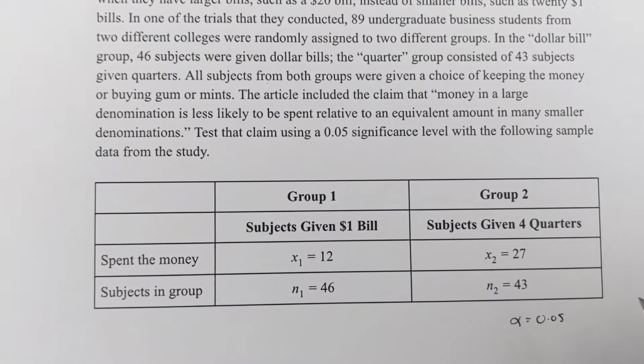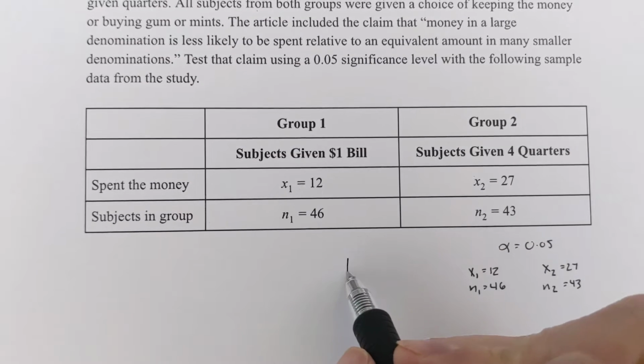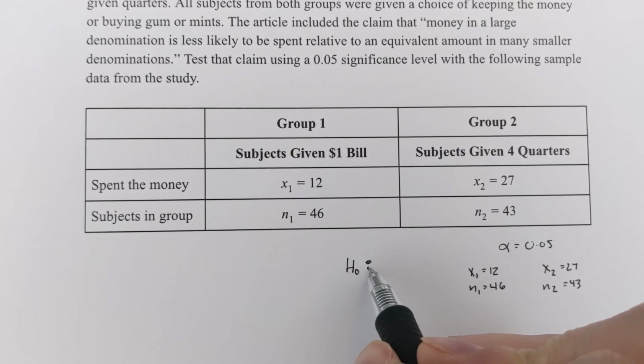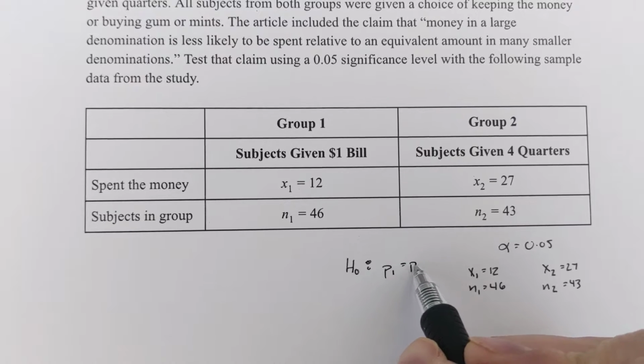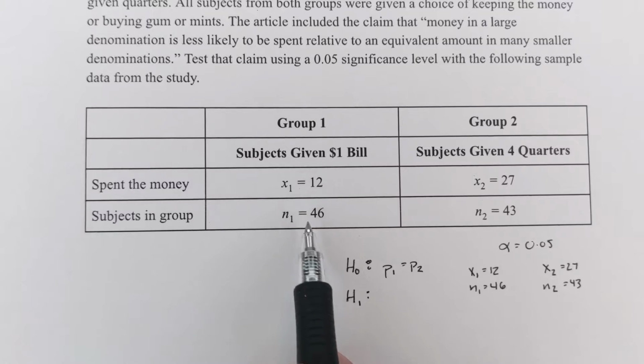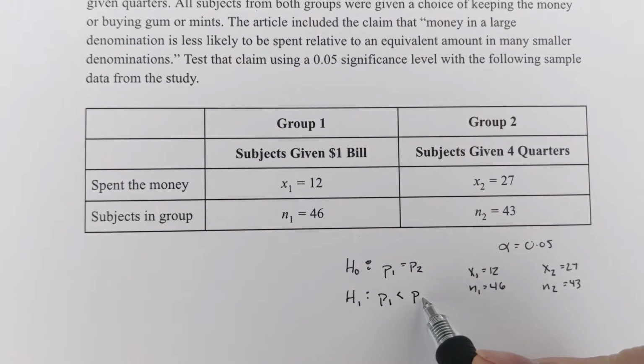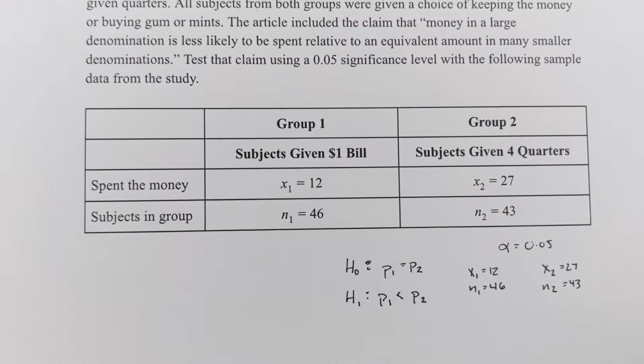Okay, so let's see here. We have x1 is 12, n1 is 46, x2 is 27, n2 is 43. Our null hypothesis is that the two proportions are actually the same. The alternate hypothesis, the claim, is that money in large denominations, that's group 1, is less likely to be spent than money in the smaller denominations. So there's our alternate hypothesis.